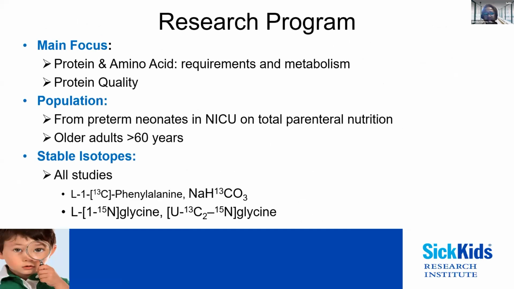My research program is focused, as Andrew said, on protein and amino acid requirements and metabolism and on protein quality. And my research is in neonates, looking at amino acid requirements in preterm neonates on total parenteral nutrition in the NICU to older adults over 60 years. And all of my research uses stable isotopes. We use C13-phenylalanine and 13C sodium bicarb for our protein and amino acid requirement studies, and N15 glycine and an N+3 glycine for other metabolic studies.